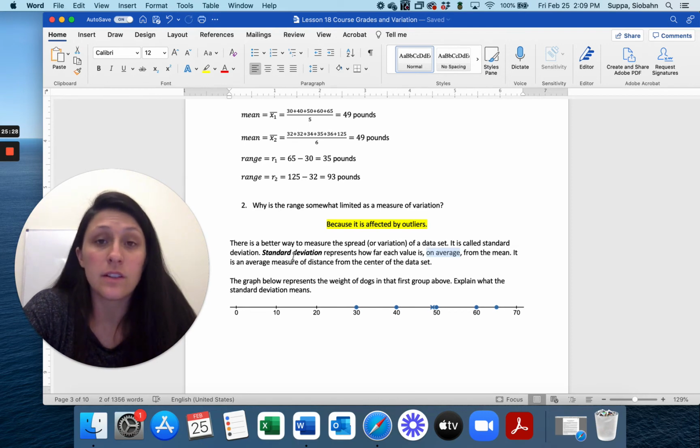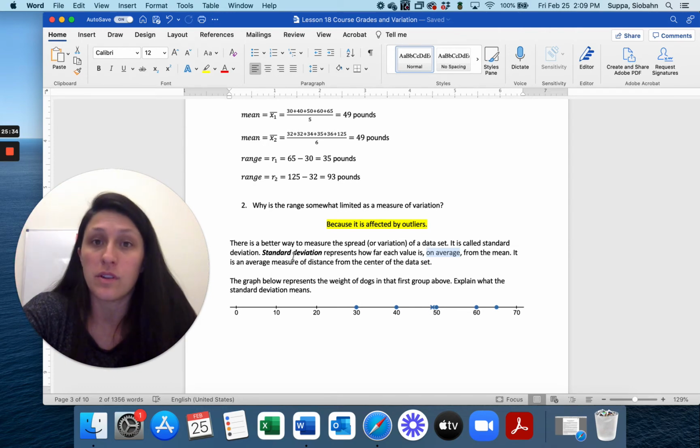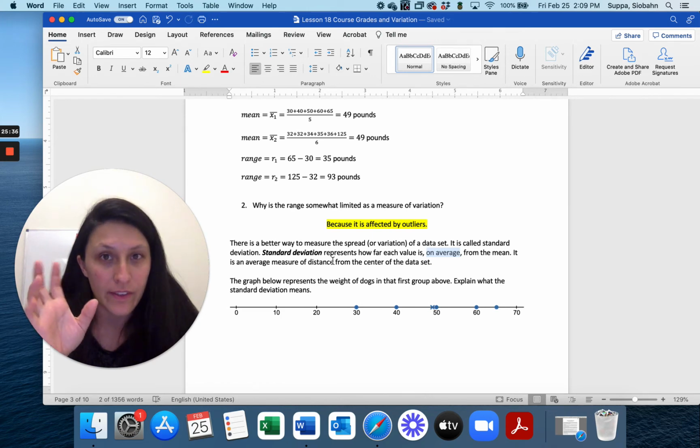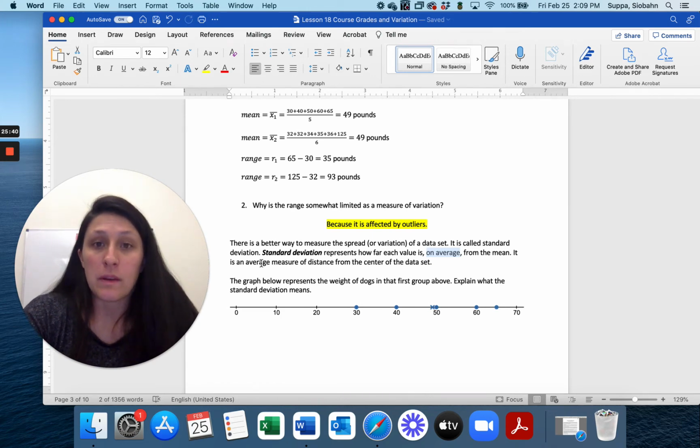So it's going to look like we're calculating a mean. It's going to be, add a bunch of stuff on top and divide by the total number of things. It's going to look like that. And I want you to keep in mind what it means. So the standard deviation is an average measure of distance from the center of the data.